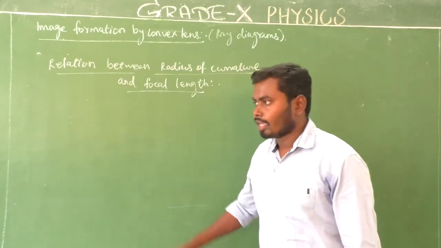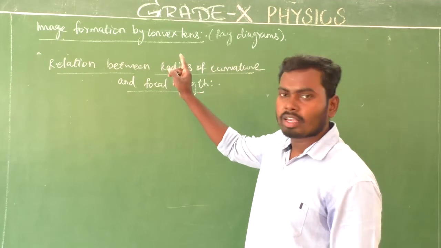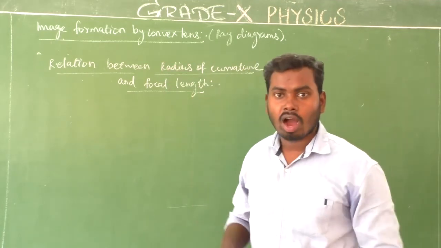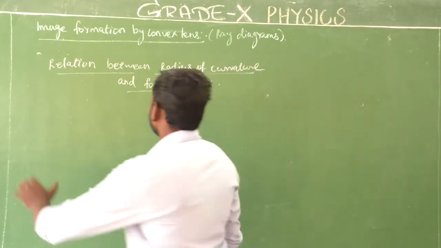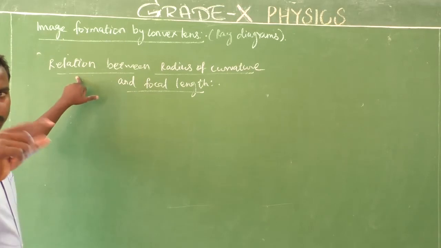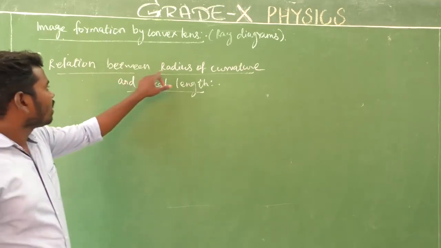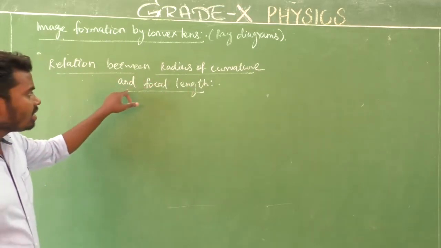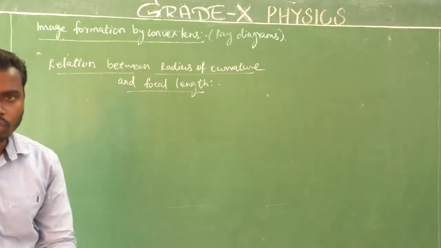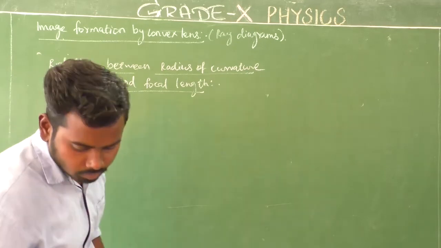First, we are going to see the image formation by convex lens, so I am going to take convex lens. Before starting ray diagrams, we should know the relation between radius of curvature and the focal length. Very simple. Look at here.